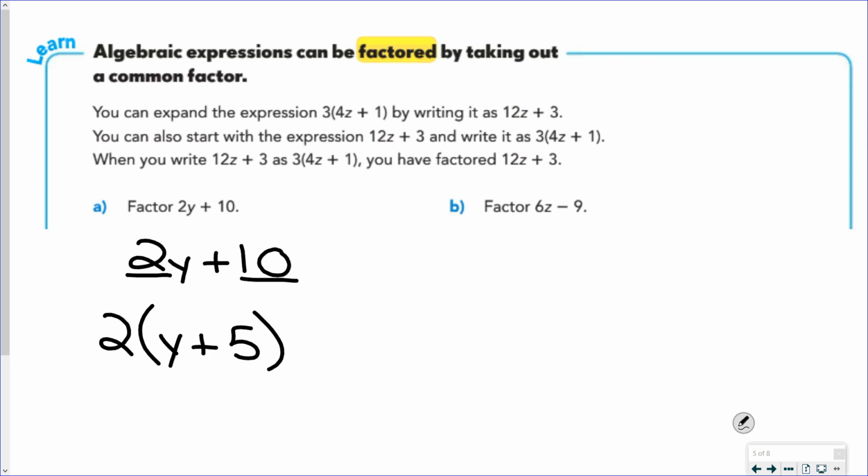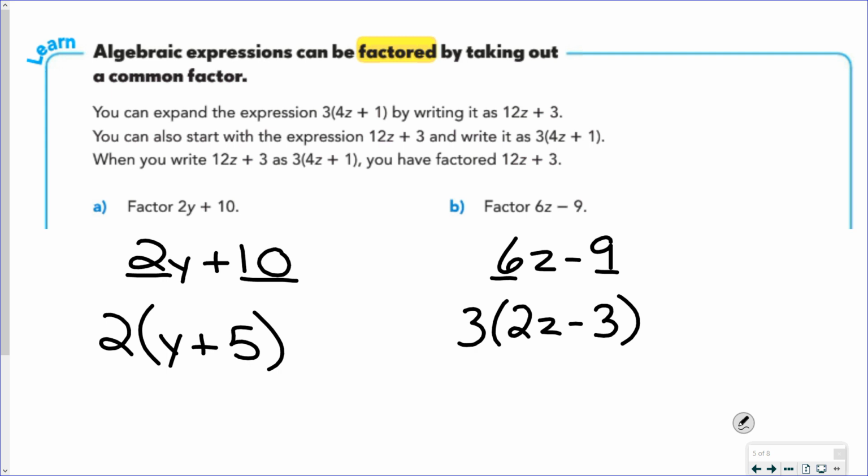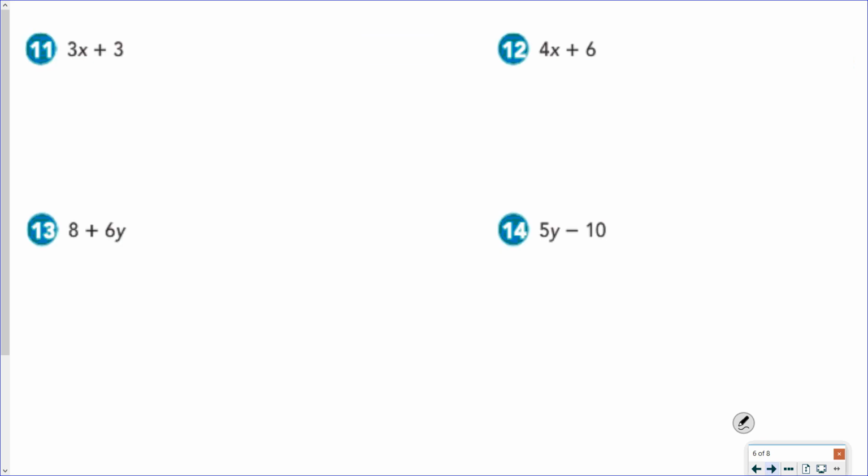For part B, I have 6z minus 9. So I'll look at my coefficient and my constant. The largest number I can divide those by is 3. 6z divided by 3 is 2z. 9 divided by 3 is 3. So for 3x plus 3, I can divide both the coefficient and the constant by 3. And then inside parentheses, I would have x plus 1.